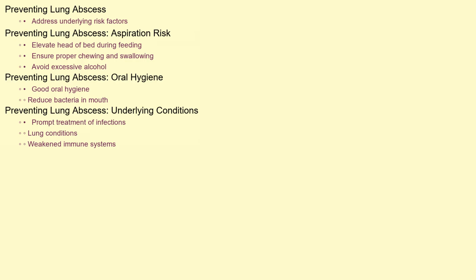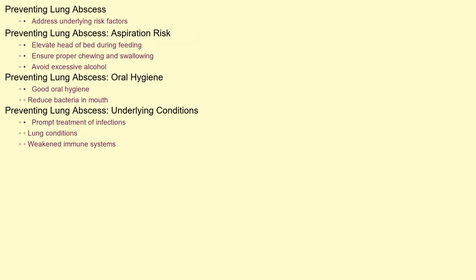Preventing a lung abscess involves addressing the underlying risk factors. For individuals at risk of aspiration, strategies include elevating the head of the bed during feeding, ensuring proper chewing and swallowing techniques, and avoiding excessive alcohol consumption. Good oral hygiene is also important to reduce the number of bacteria in the mouth. For individuals with underlying lung conditions or weakened immune systems, prompt treatment of infections can help prevent the development of a lung abscess.